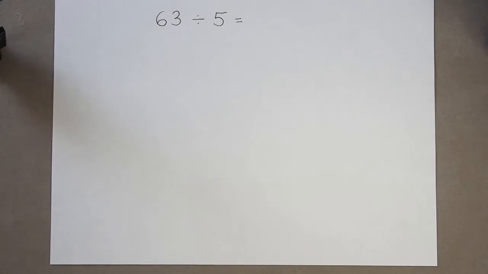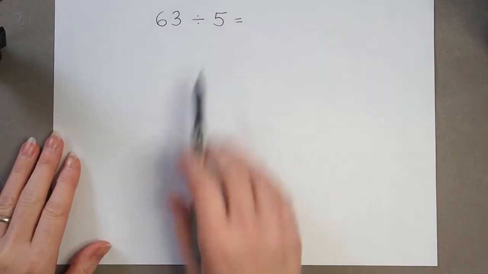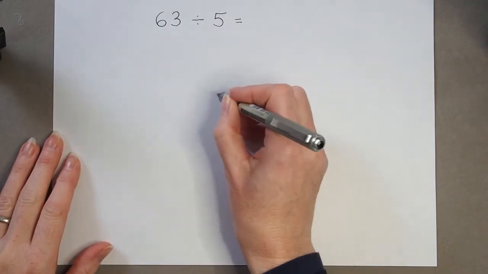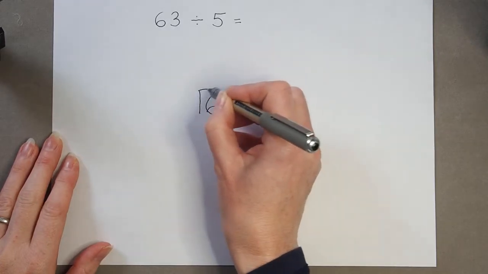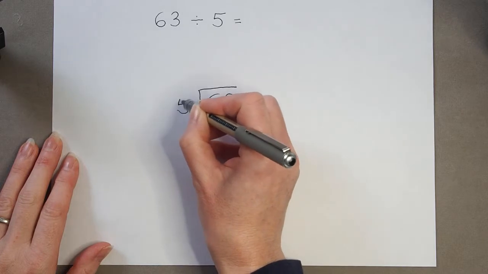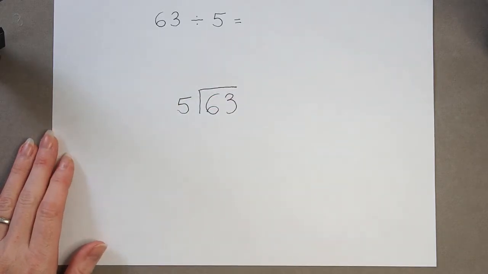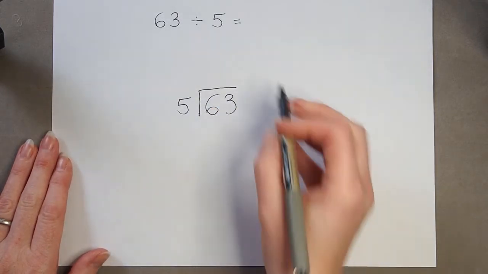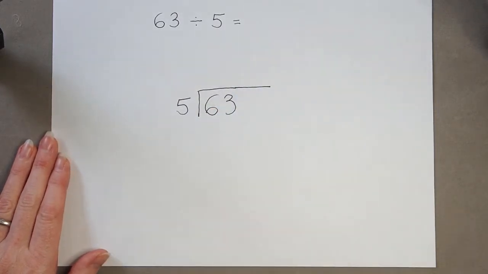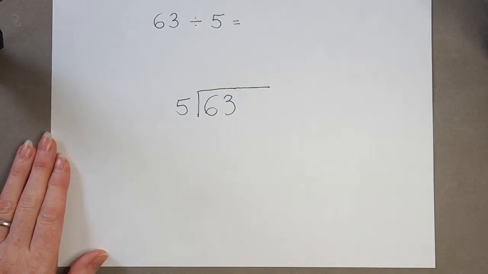We're going to look at dividing a number and writing the remainder as a decimal. So if we look at this calculation, 63 divided by 5, we know that that is not going to be a whole number answer because 63 is not in our 5 times table. So what I'm going to do is just make that box a little bit longer, and we'll see why as we go along.